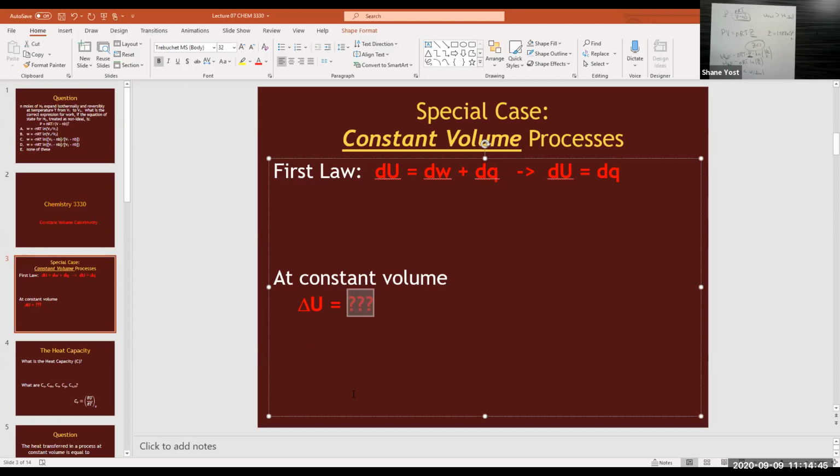So at constant volume, the net change in our internal energy is just given by the heat that's been transferred at that constant volume. So this relationship here, delta U equals Q_V, is only true for constant volume processes, and technically in terms of gases, it would be for ideal gases.